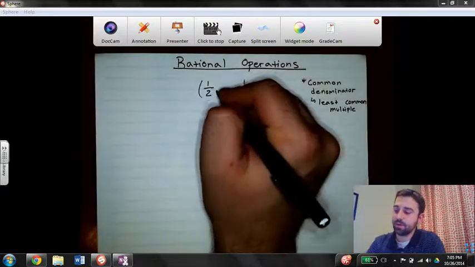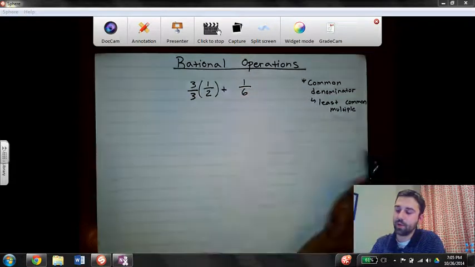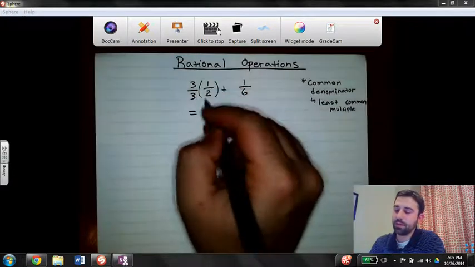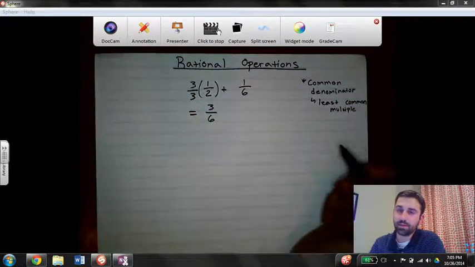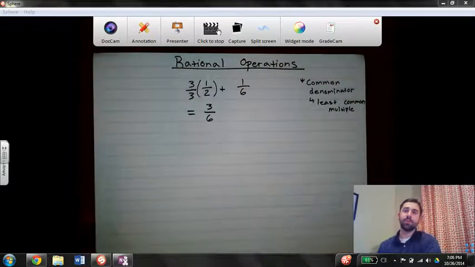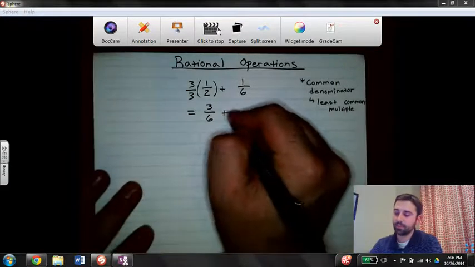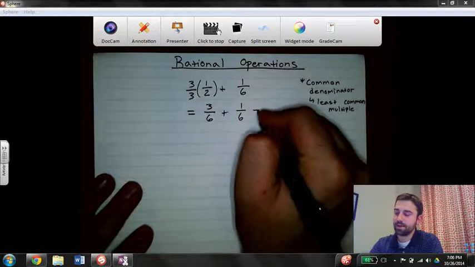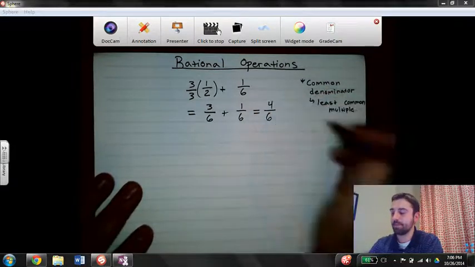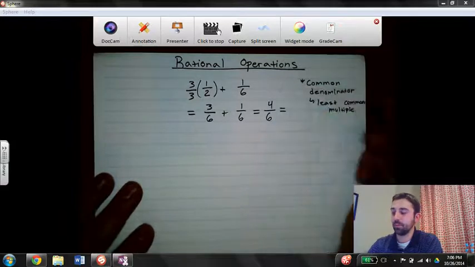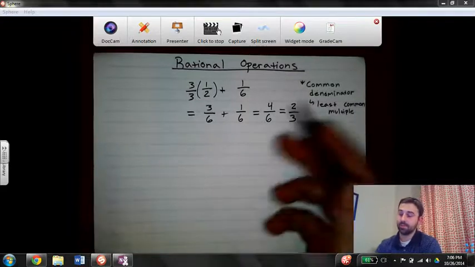So I'm going to multiply my first fraction by 3 over 3, which would give me the fraction 3 over 6, which when I reduce 3 over 6, I would also get 1/2, so that's a way to check. Now that my denominators are the same, I can add the numerators across and then simplify or reduce, and I'm left with the sum of these two fractions.